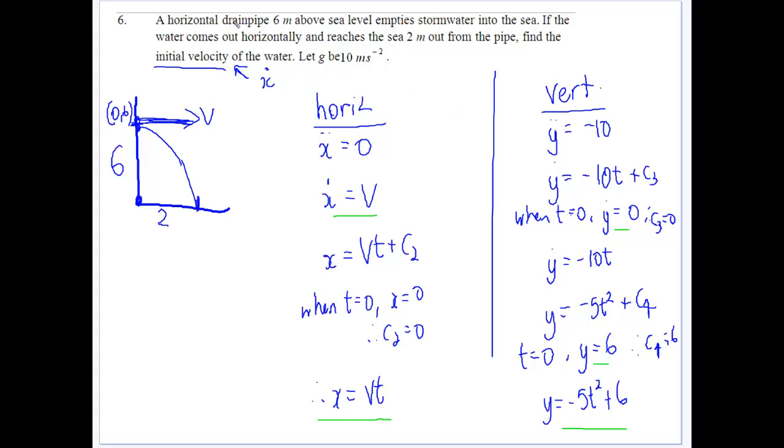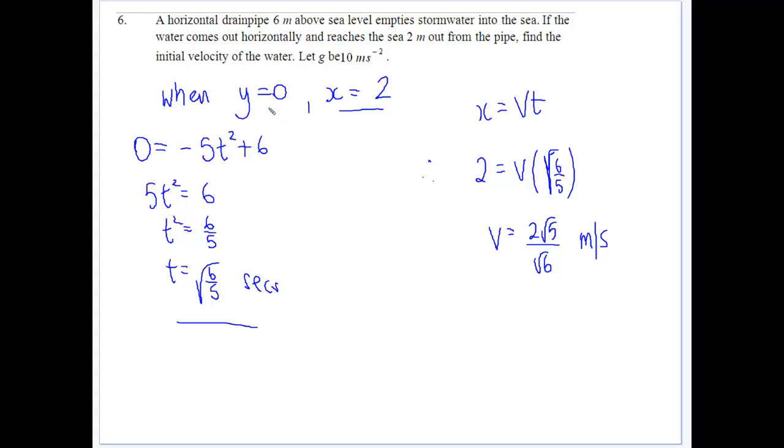So what we want to do is find the initial velocity of the water. So we know that when y is equal to 0, so where it lands, x is equal to 2. If that's the case, we're able to set up and find a value for the time that will happen, because when y is equal to 0, we get our time of root 6 on 5 seconds. And we know that when it hits the ground at root 6 on 5, it lands 2 meters away, so x is equal to 2 when t is equal to root 6 on 5. That allows us to multiply through by the root 5 and the root 6 and get our velocity as 2 root 5 on root 6 meters per second.